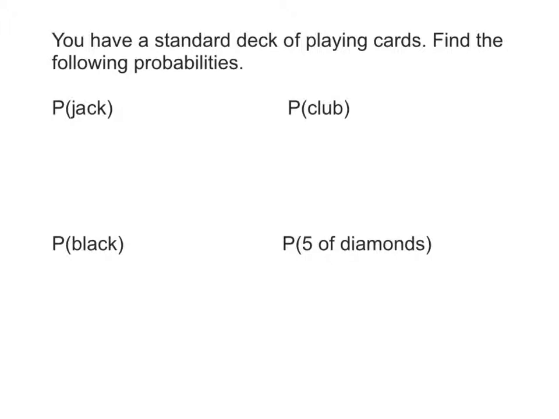In a deck of playing cards, there are 52 total cards. There are 4 different suits: diamonds, clubs, hearts, and spades. In each suit, there are 13 cards. There's an ace, 1, 2, 3, 4, 5, 6, 7, 8, 9, 10, and then a jack, queen, and king of each suit.